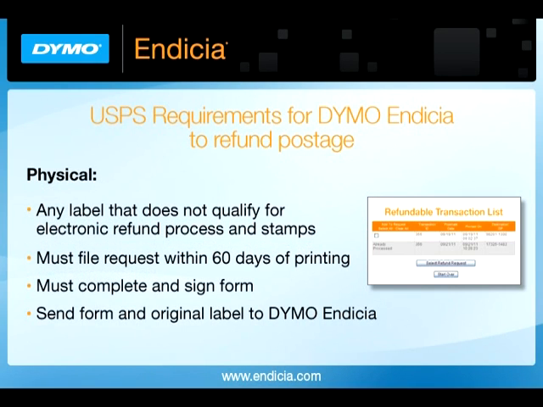For all other shipping labels, or if you wish to get a refund for printable postage, you would need to complete the physical refund process. You'll log on to your account on Endicia.com, select the labels or stamps you want to have refunded, and create a refund request form. Sign the form and mail that in with the original labels to DYMO Endicia. You'll have 60 days to apply for a refund in this case.